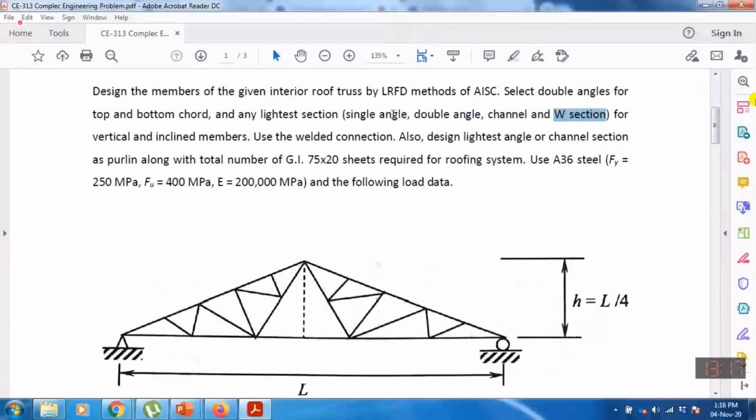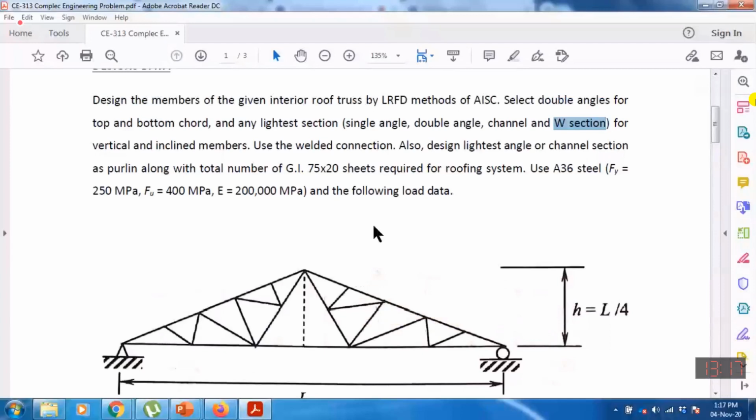How you will proceed with the design, I will explain in the theory part. During the design phase, you will consider welded connections. You don't need to consider riveted or bolted connections. So we will weld the member with the gusset plate, and also the gusset plate with the other member.